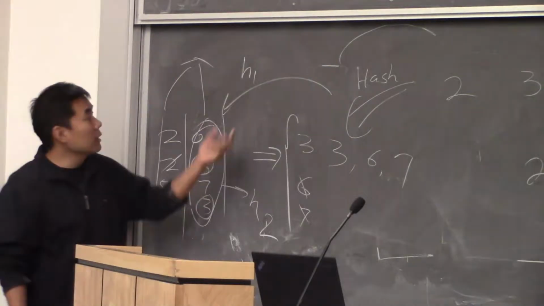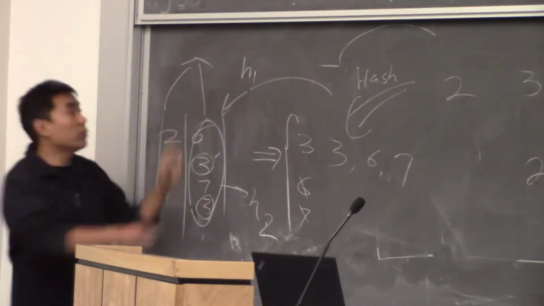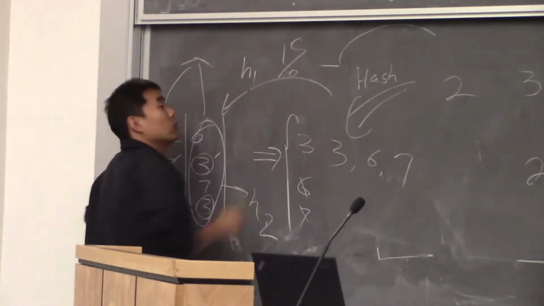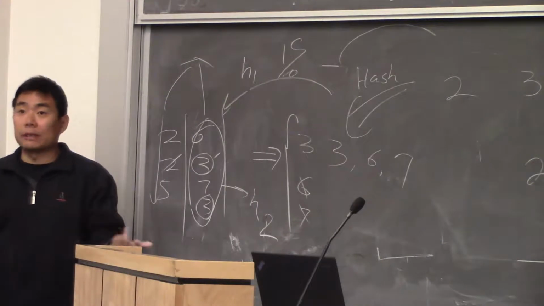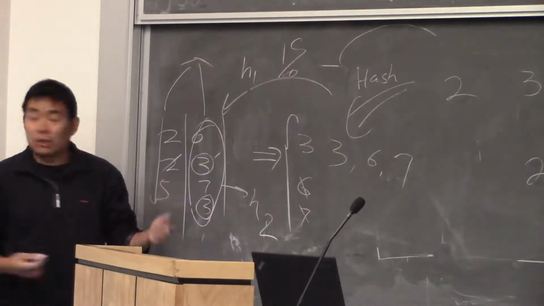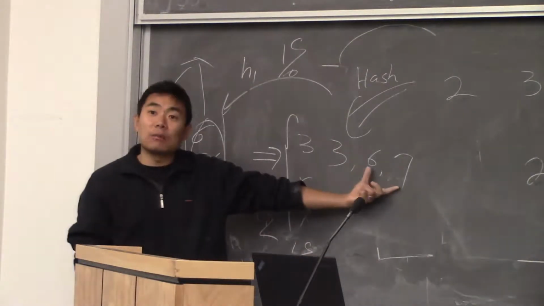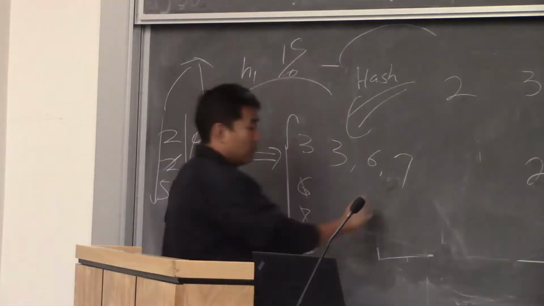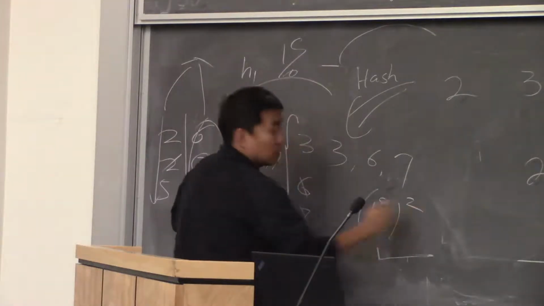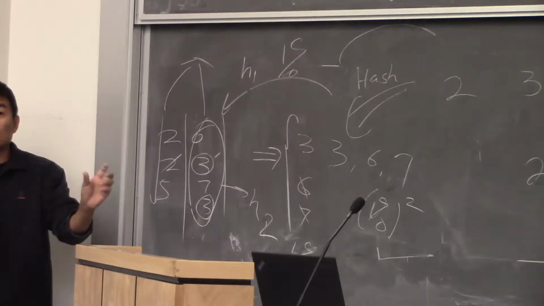Why? Let's assume the probability of a collision for a single hash function is 1%. So there's a 1% probability I will have a collision. Assume H1 and H2 are independent from each other. What's the probability you still see some collision here? It is 1% squared, if H1 and H2 are independent from each other.